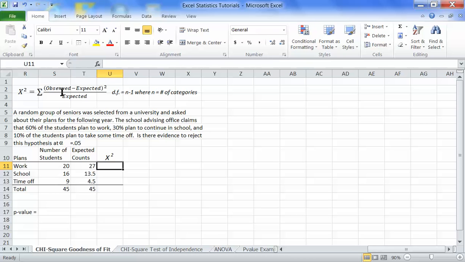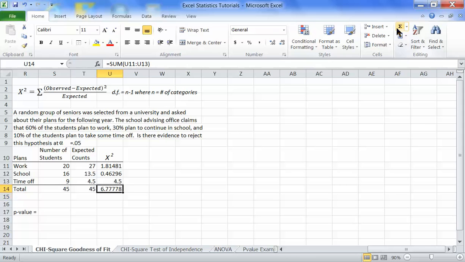Now I need to compute the chi-squared test statistic. What I want to do is follow this formula using the cell references. So I'm going to do equals, parenthesis, and then I go over to my observed count, subtract my expected count, close parenthesis, use the caret key for exponential. I want to do squared, then the slash key for divide, click on expected, hit enter. So this is the contribution for this particular cell to the chi-squared test statistic. I drag copy that down, and then I want to total that up.